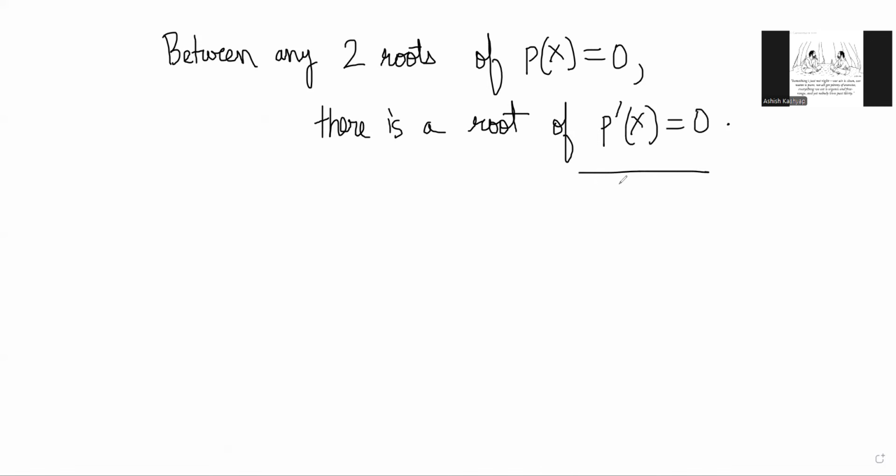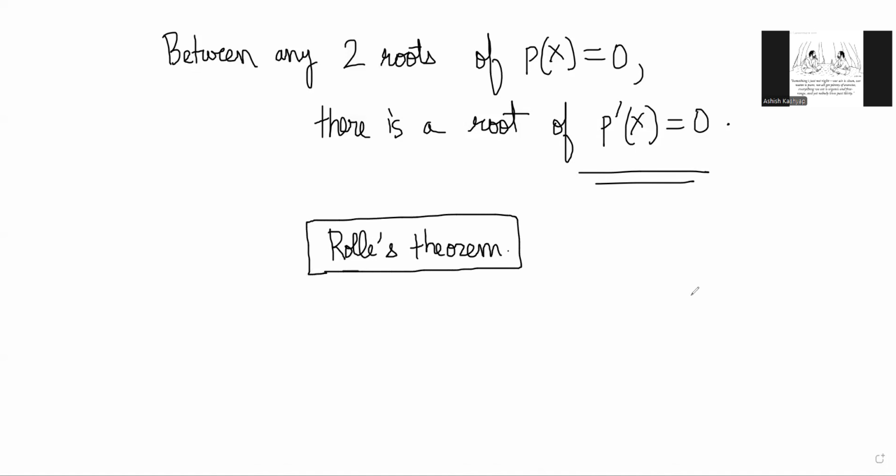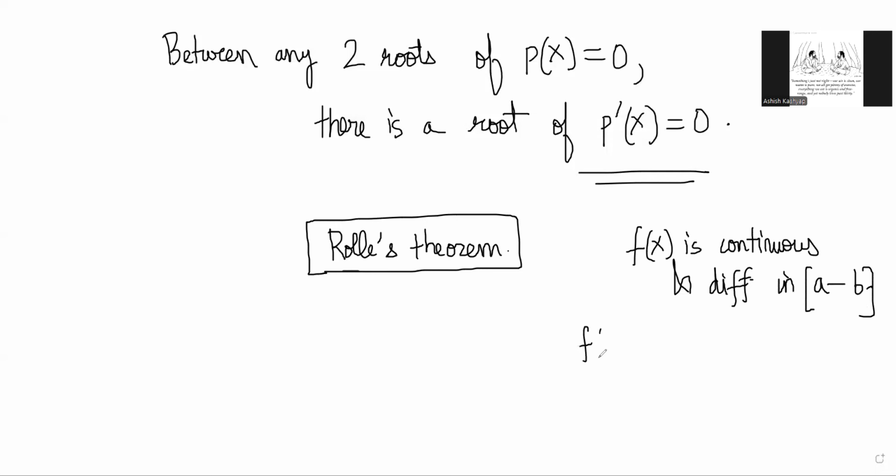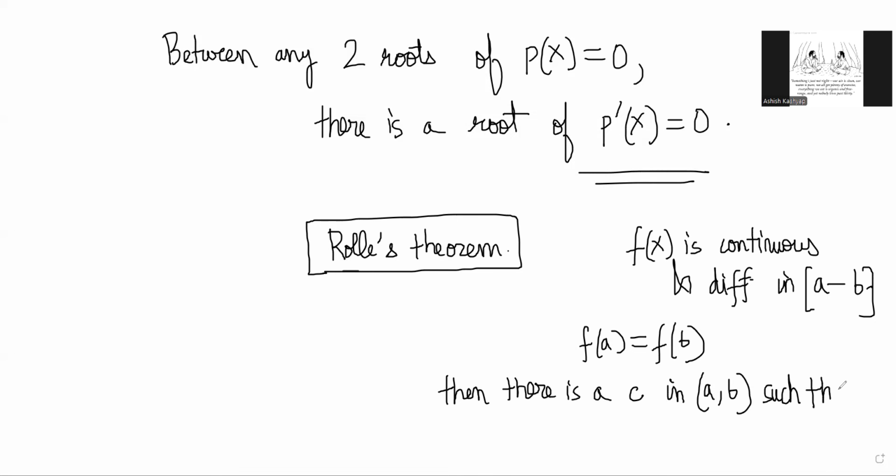This is a consequence of something called Rolle's theorem. Have you seen that in calculus, anyone? Rolle's theorem, if you remember: if a function f of x is continuous and differentiable in the interval a to b, and f of a is equal to f of b, then there is a c in the interval ab such that f dash c is 0. I hope everyone has seen this before.